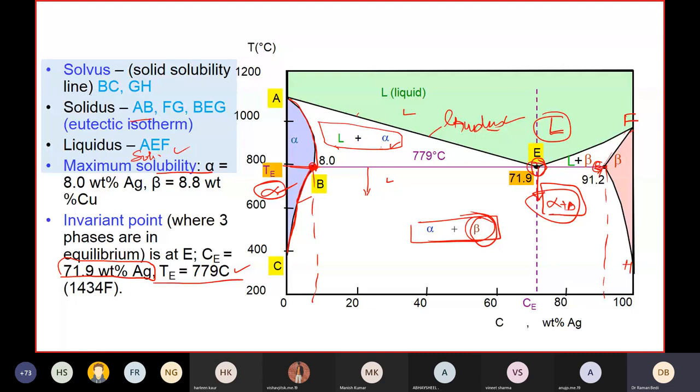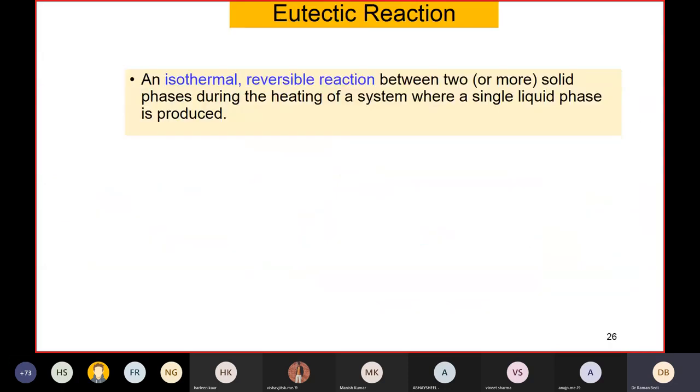And we have an invariant reaction in the case of the iron carbon diagram also. That is why I'm explaining the meaning of this eutectic reaction. So we say this is the eutectic reaction here. I already defined it: an isothermal reversible reaction between two solid phases during heating of a system where a single liquid phase is produced, or the opposite of it, because it is written here reversible.